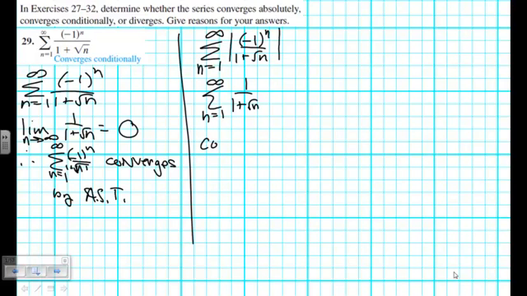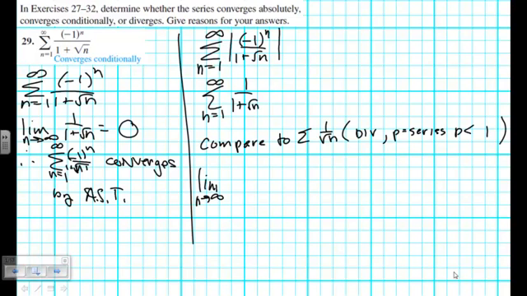So compare to the series 1 over root n, which is a known divergent series because it's a p series with p equal to 1/2, p less than 1. We're okay with that step, right? We are able to distill this down to 1 over root n, and we know that that's divergent. So now let's go ahead and apply the limit comparison test.